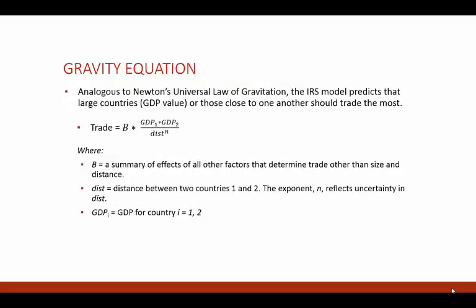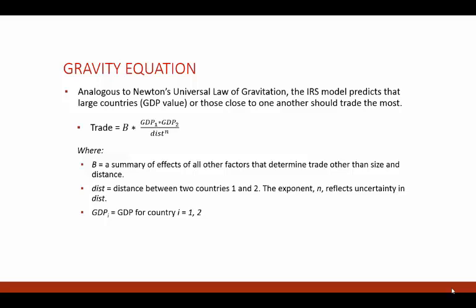The gravity equation. This equation comes from Newton's universal law of gravitation, in this case applied to trade. The IRS model predicts that countries with high incomes, or those in close proximity with each other, should trade the most. This relationship is investigated by the equation where the volume of trade is set equal to the product of the ratio of the product of the two countries' GDPs to their distance and some magnitude b that captures all other factors that could influence trade between the two countries.